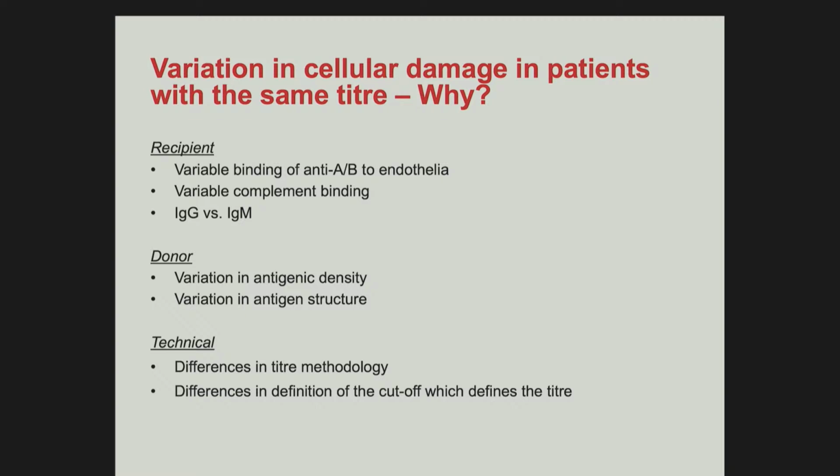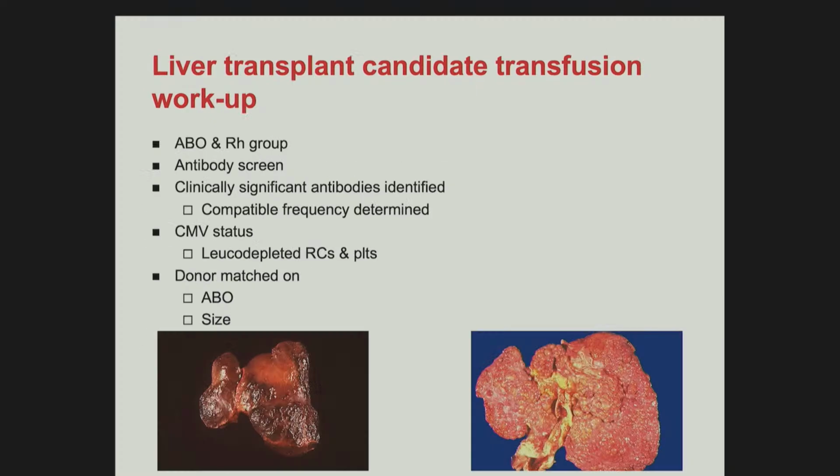What about the cellular damage? Again, it comes to the binding, type of antibody, and antigen density and structure. And then we come back to the variation in technique. This is where I've had most experience in tissue transplant: livers.